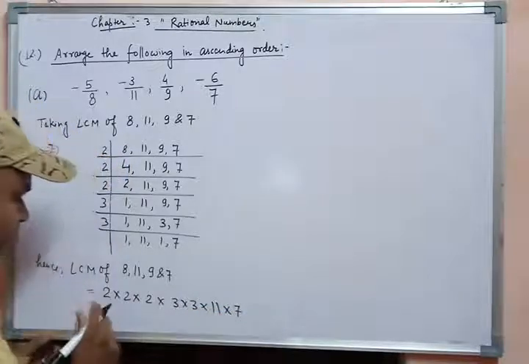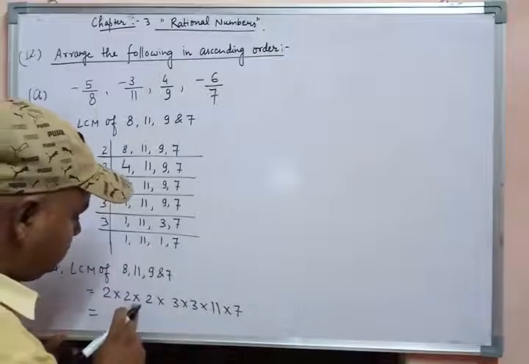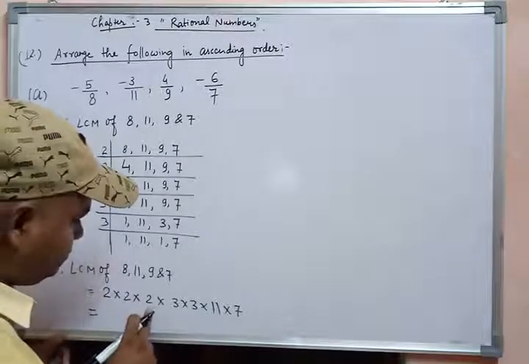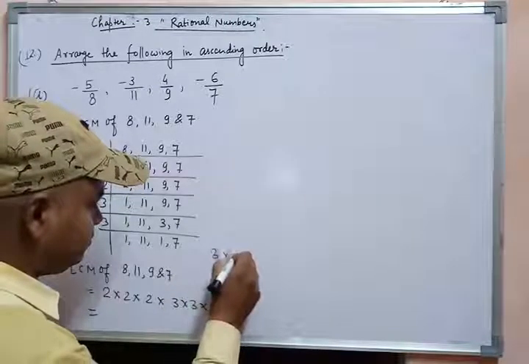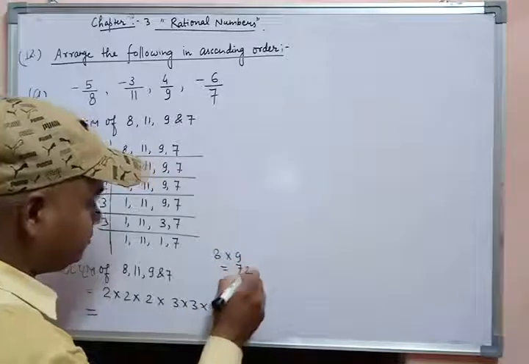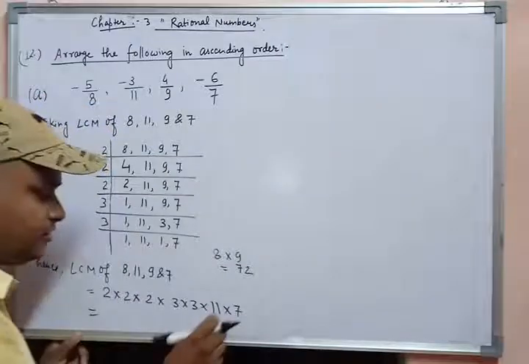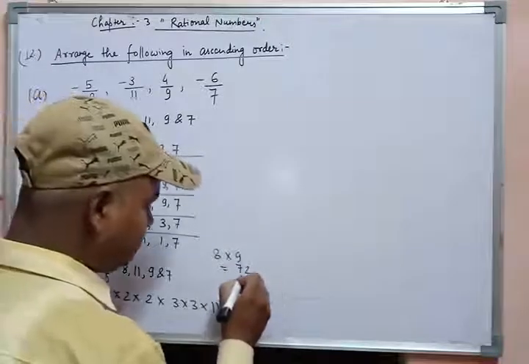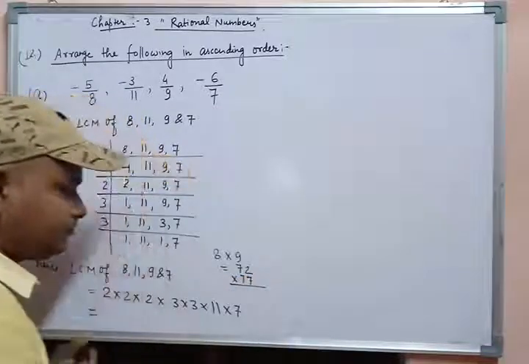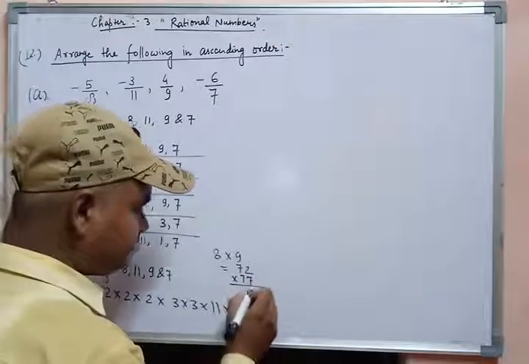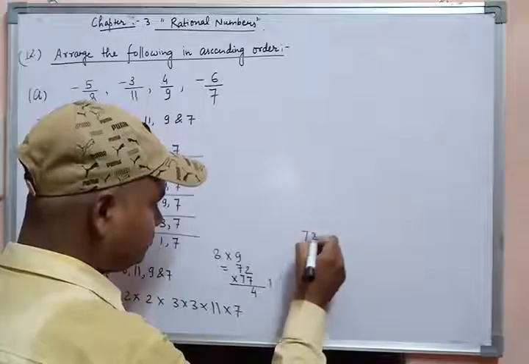Then we will get 2 times 2 is 4, 4 times 2 is 8, and 8 times 3 is 24, 24 times 3 is 72, and also 11 times 7. If we multiply 11 and 7, then we will get 77.